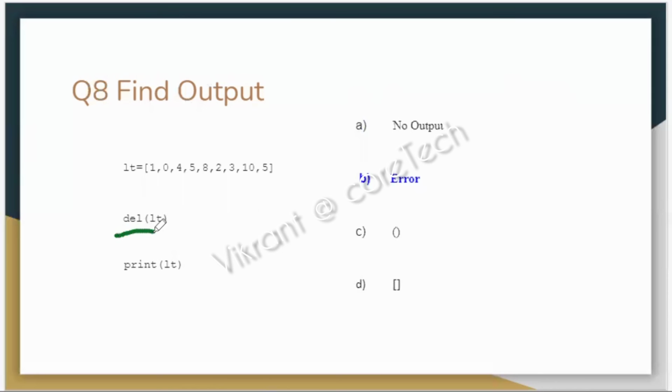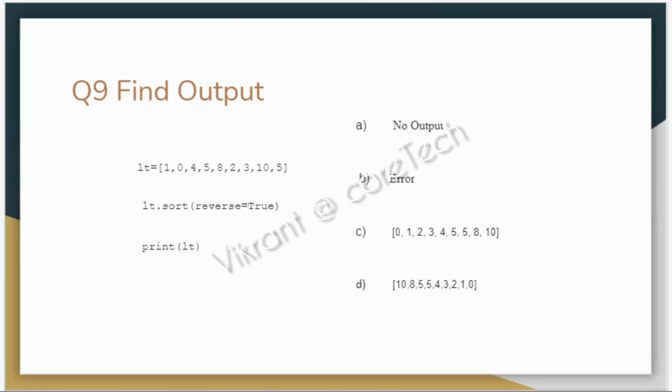We are deleting the list. And now if I am going to print this, when I delete the list and now print it, then the answer will be, obviously, error. Error says that yes, you now cannot have that variable present with you.